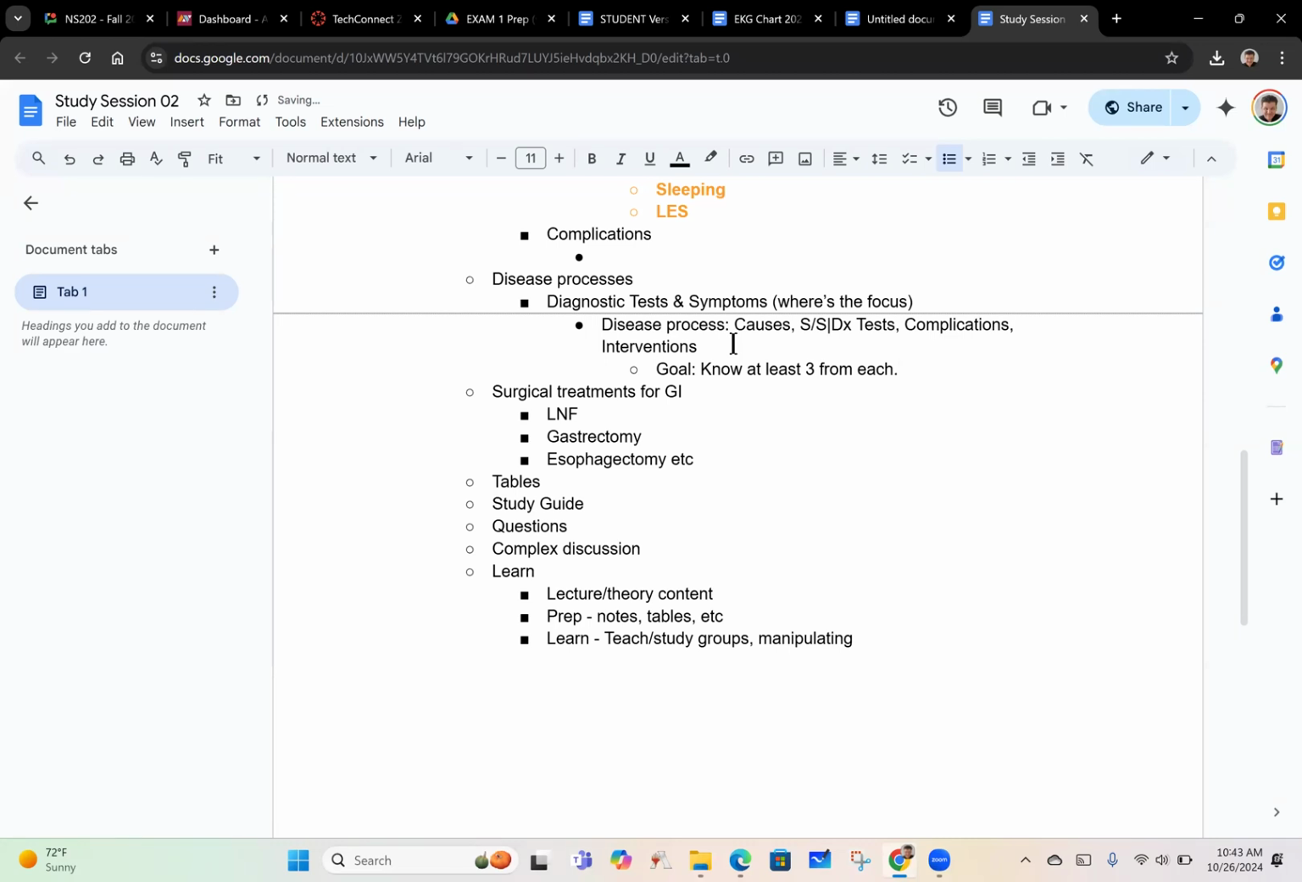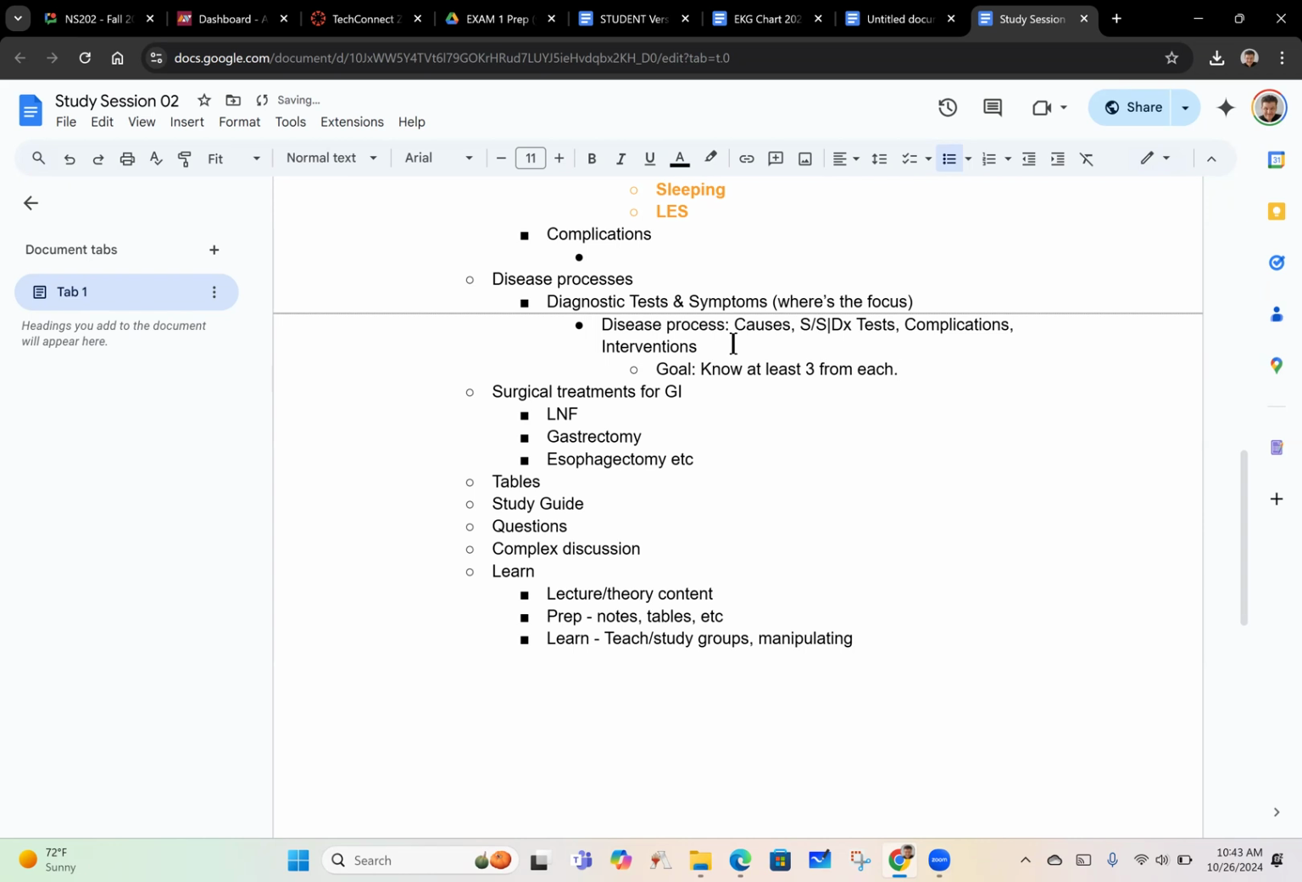Does that make sense as far as how to learn the information, right? You want to be able to, A, get the theory in your brain, but then B, you're developing all your notes and study tools and everything. And then the most important part, about 75% of your studying should be just teaching, right? And learning the material, right? Because the material is not going to change, right?